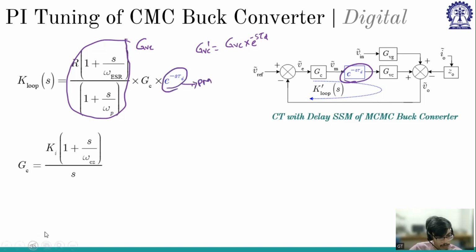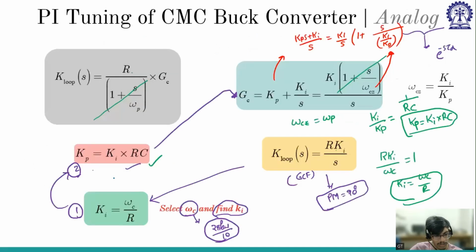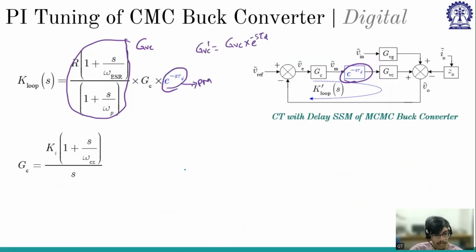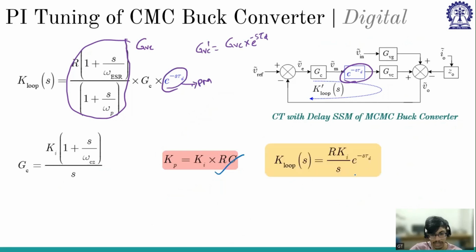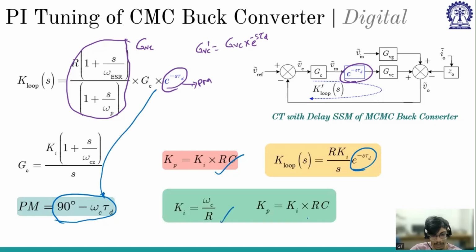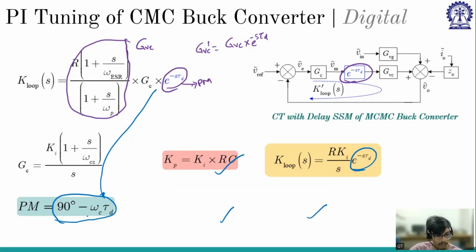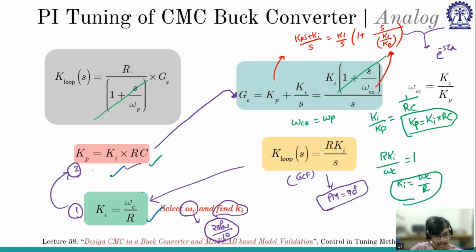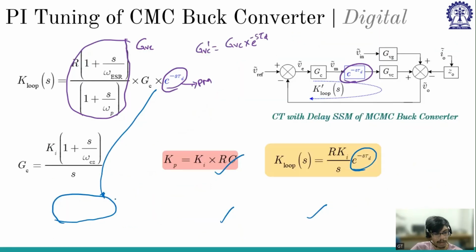not on pole zero cancellation. So if we are still performing the pole zero cancellation, whatever values we got will still be the same, right? So Kp is Ki into Rc, and K loop of S will have this extra additional term, and phase margin will have minus omega c tau d, because this e to the power minus s tau d term is affecting phase margin. And my Ki is omega c by R, and my Kp is Ki into Rc, which is the same that we get in the analog. So everything is same as analog, except that phase margin will be lesser than what we are supposed to get in analog because of this extra delay term.